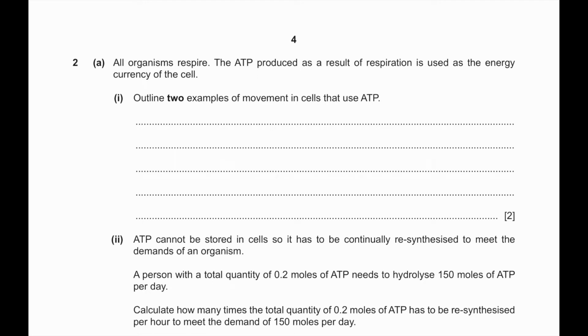Question number 2A. All organisms respire. The ATP produced as a result of respiration is used as the energy currency of the cell. Outline 2 examples of movement in cells that use ATP.